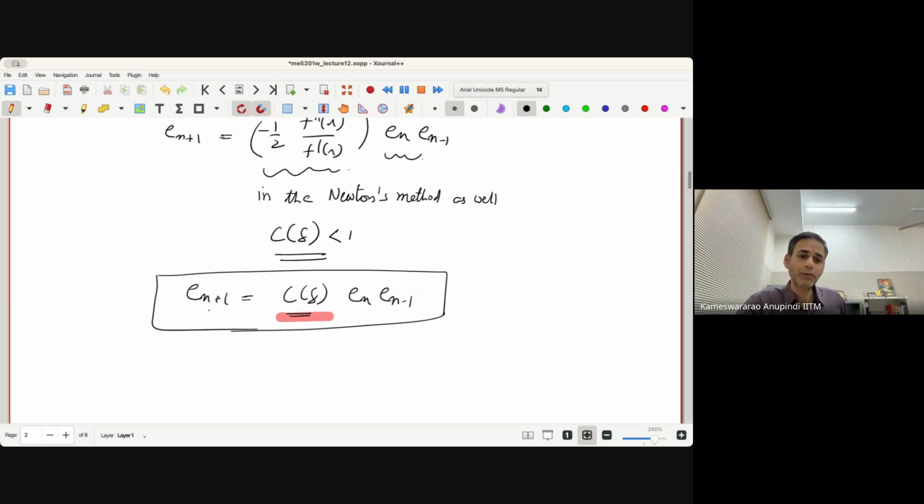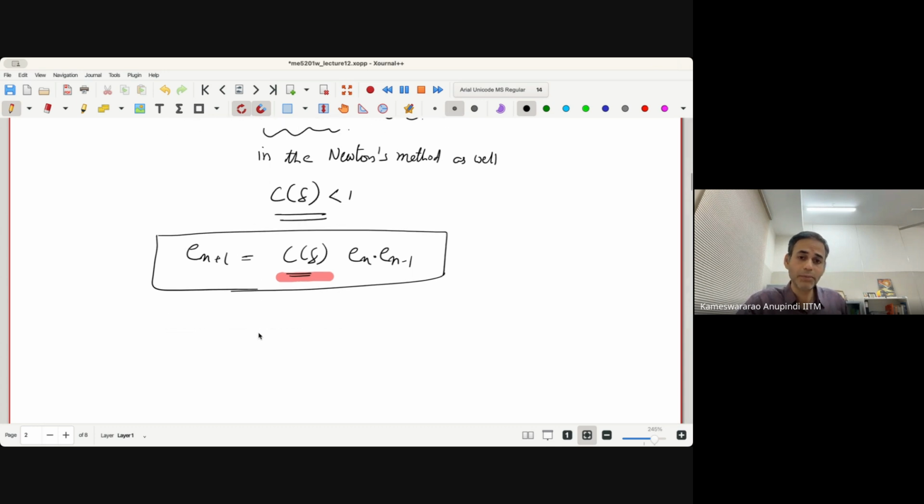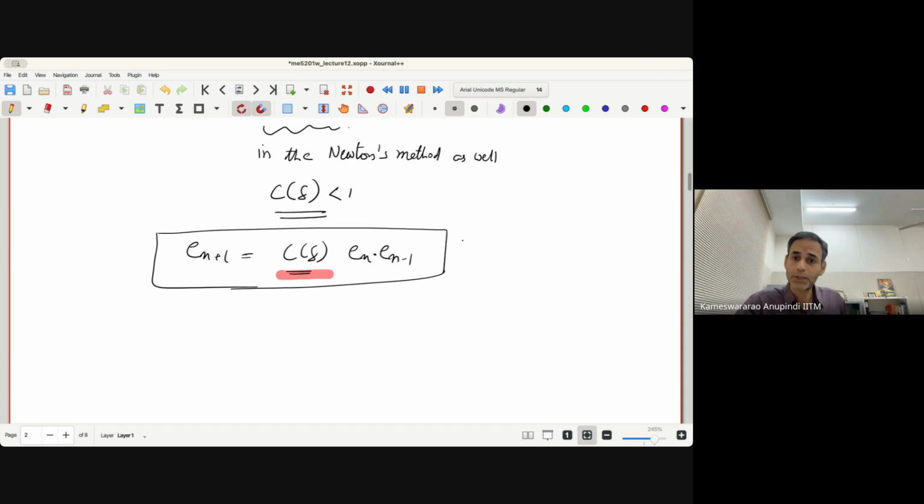But then, unfortunately, we don't have an expression relating e_{n+1} purely in terms of e_n or e_{n-1}. We have again a product of e_n and e_{n-1}. So now I have to assume some behavior for the error so that I can solve for how e_{n+1} varies as a function of e_n, right? If this is the case, then I can say when I go from n to n plus 1, this is how my error is going to increase or decrease. But now it is a product of the n and n minus 1 errors, so I cannot directly tell from here.